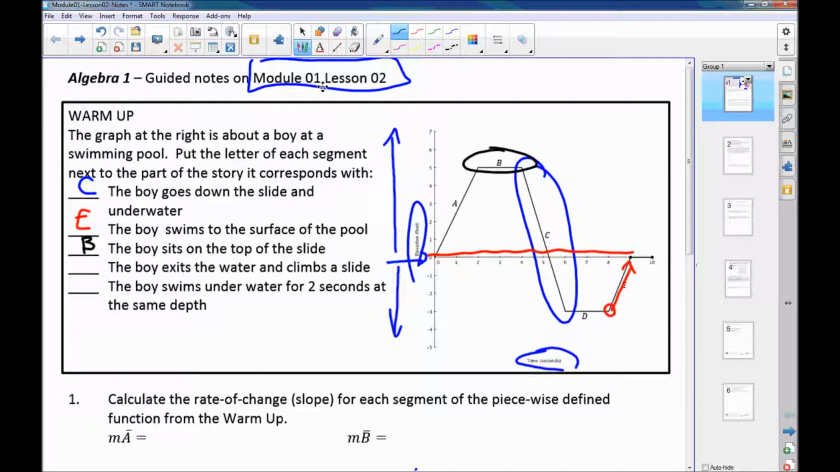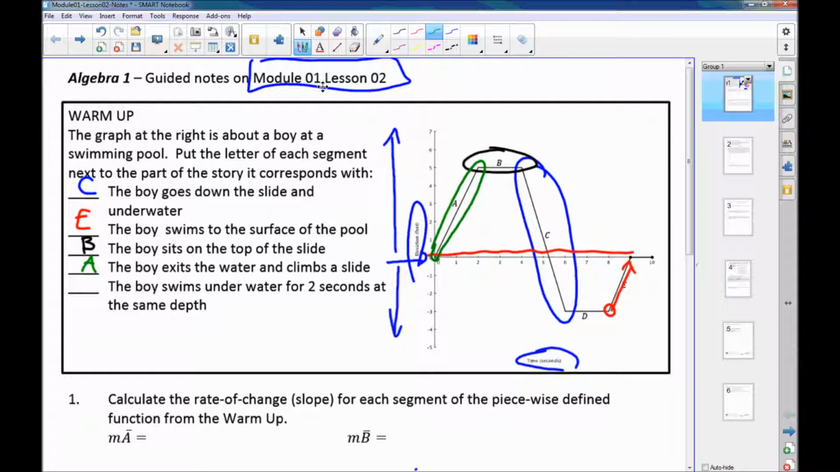The boy exits the water and climbs the slide. So that's going to have to be A here. I think he comes out of the water and then climbs the slide. So we don't see him actually exiting. We just see him leaving the water. So he's at the edge of the water and he climbs up.